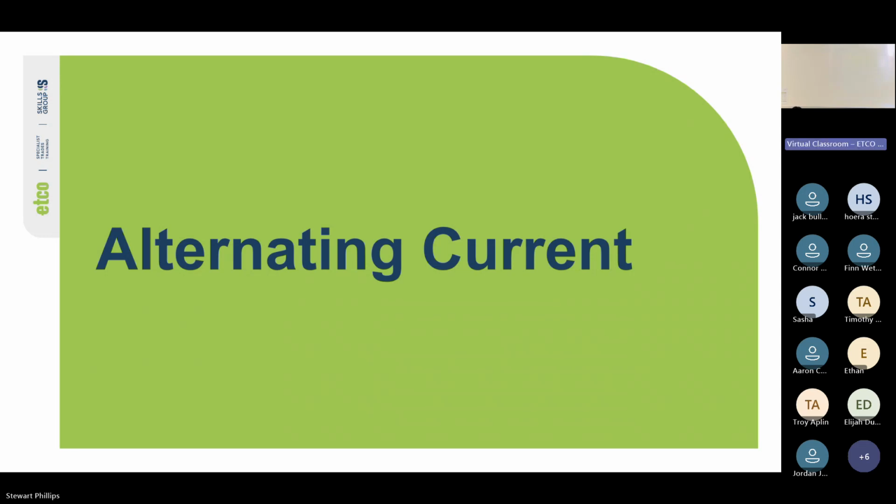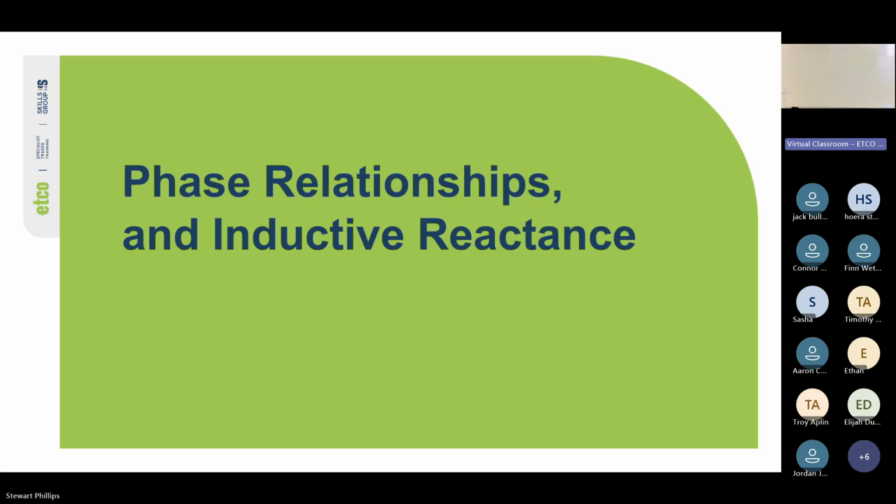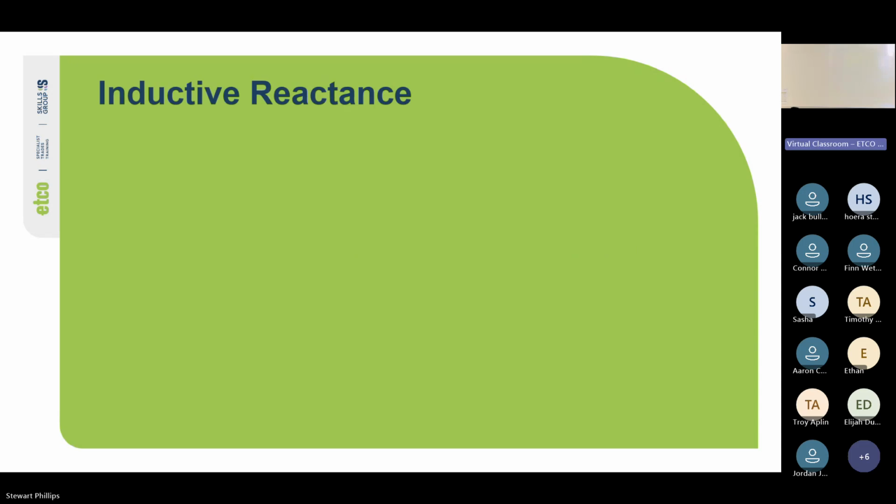This delay is called phase displacement. When we talk about phase displacement, we're talking about the difference between the voltage and the current. In an inductor, current lags the voltage by up to 90 degrees, depending on how dominant the inductance is in the circuit. Cool. So we'll talk about the phase relationships and inductive reactance. So what is inductive reactance? What do you guys think inductive reactance is?